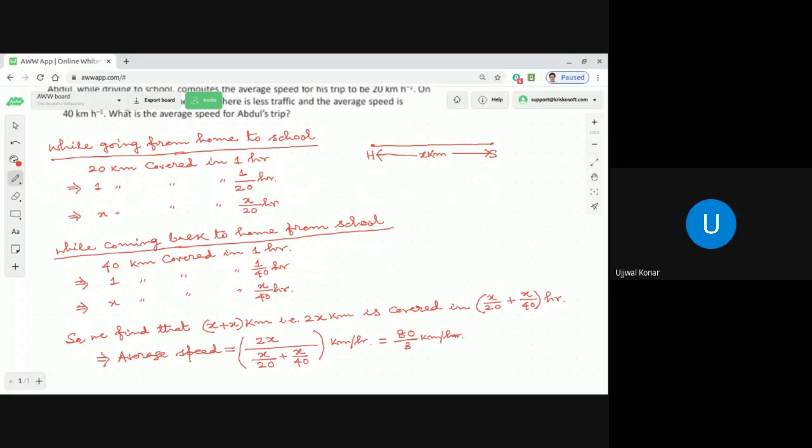Okay. Absolutely clear. So whenever you find average speed, always take this approach: what is the total distance traversed, and to traverse that total distance, what is the total time taken? Clear or not clear? Okay. Now I would like to discuss two more questions, and let's see how it goes.